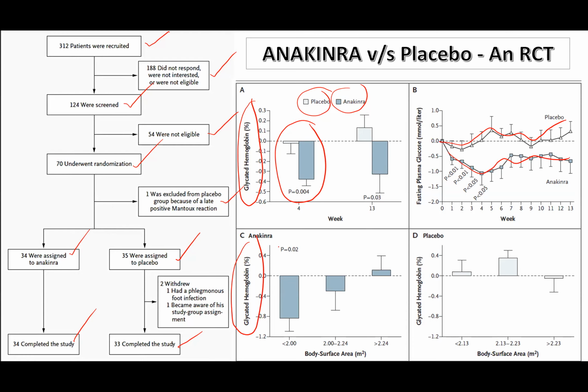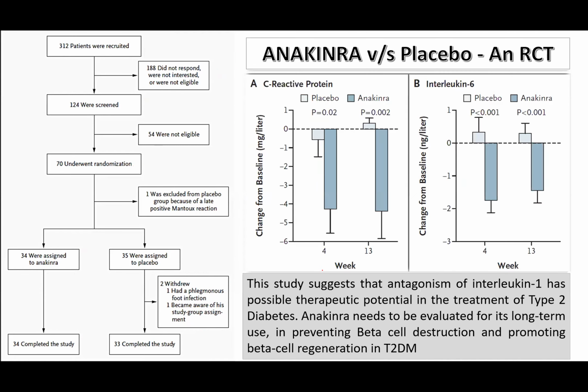glycated hemoglobin, which is HbA1c. So this is again the various dose by body surface area, depending on how obese they are. The less obese, the more effective it is. That also is seen. Okay. Now, this study suggests that antagonism of interleukin 1 has a possible therapeutic potential in the treatment of type 2 diabetes. Anakinra needs to be evaluated for its long-term use in preventing beta cell destruction and promoting beta cell regeneration. This is what is called bridging the gap.